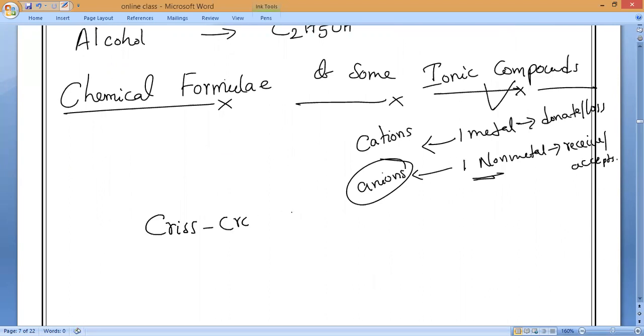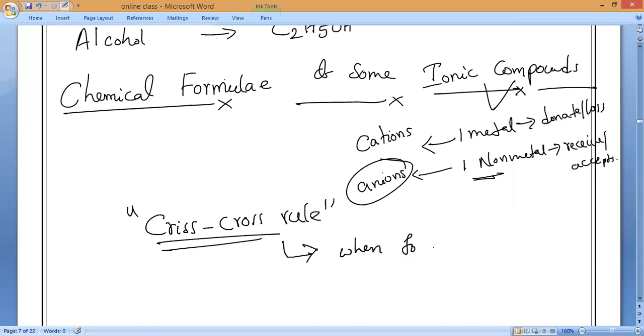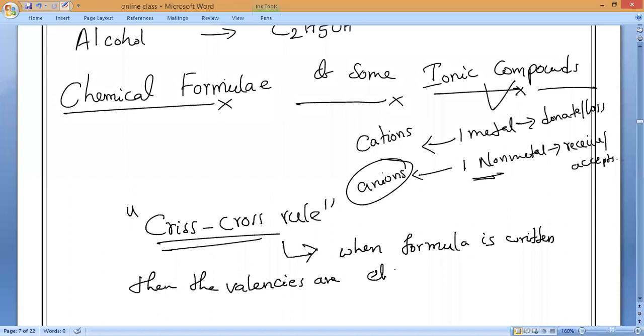Crisscross method. Crisscross rule. We will apply this rule to write the formulas of some compounds. So what is this rule? Please write that first. Rule: when the formula is written, then the valencies are exchanged.